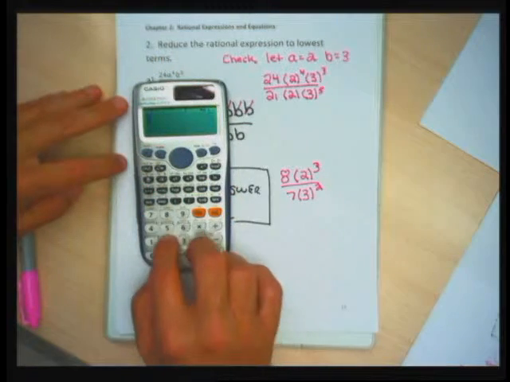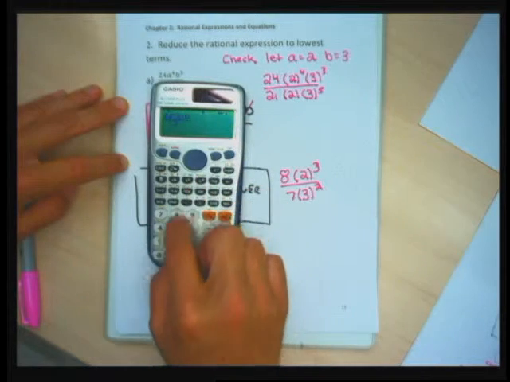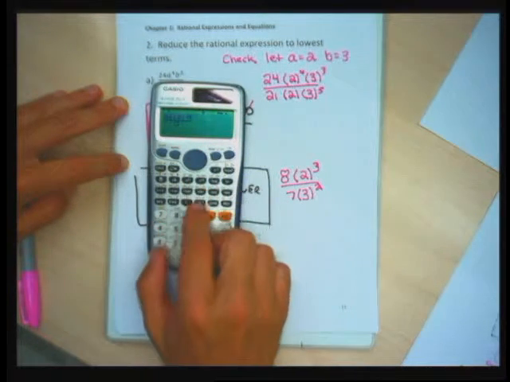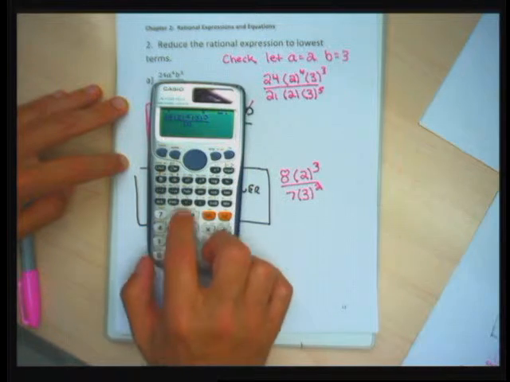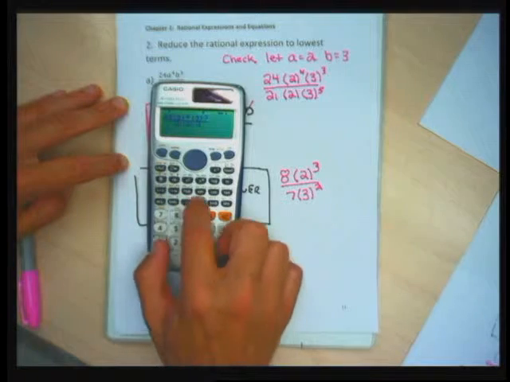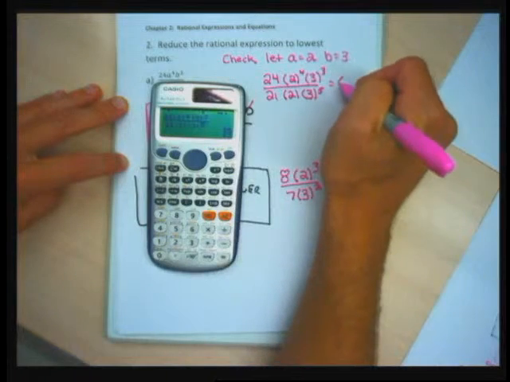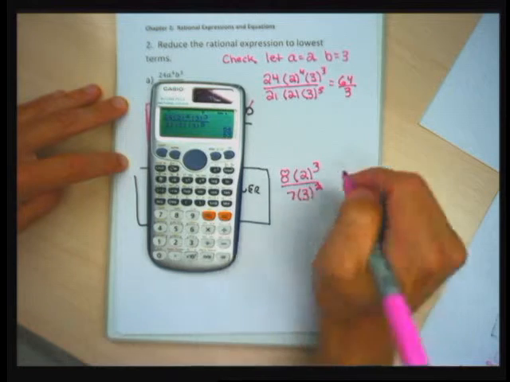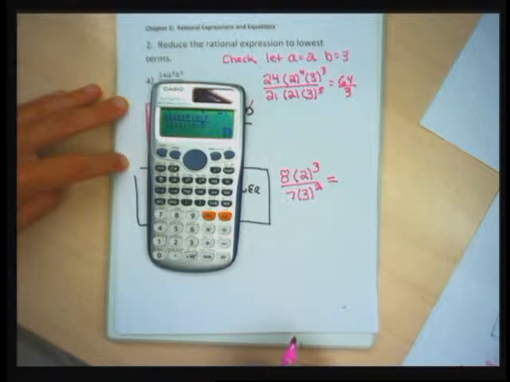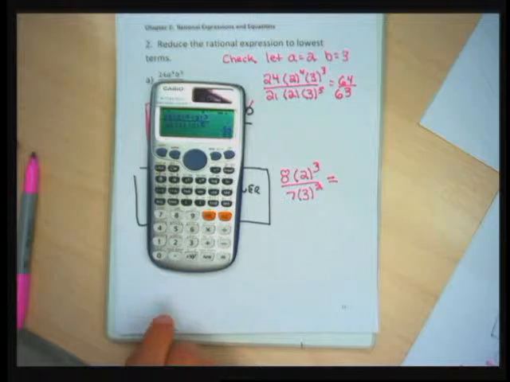So checking, I'm going 24 parentheses 2 to the 4th parentheses 3 cubed over 21 times 2 times 3 to the 5th. And I get 64 over 63 when I plug in 2 for a and 3 for b into the original problem. If I don't get 64 over 63 when I come here, I'm worried that I made a mistake, but I don't think I did.